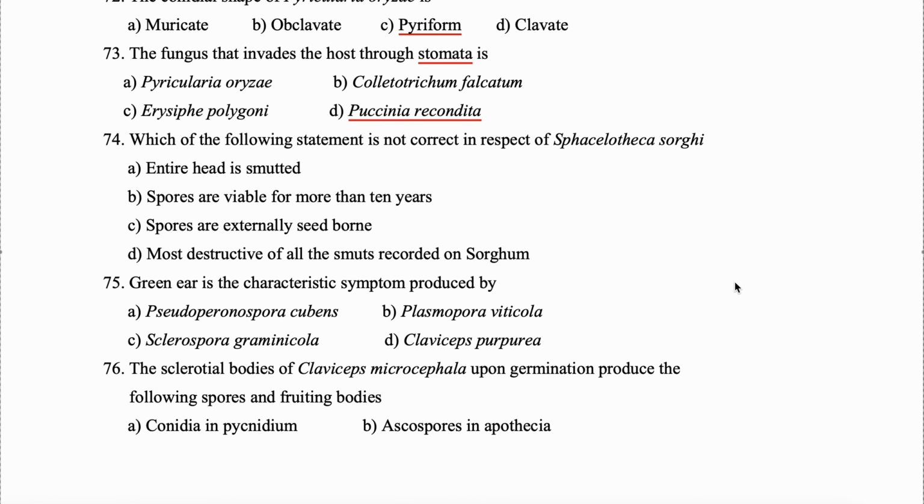Question 74. Which of the following statements is not correct in respect of Sphacelotheca sorghi, which is grain smut of sorghum? Options B, C and D are correct, whereas option A, that the entire head is smutted, is not right. Because Sphacelotheca sorghi is grain smut, and the entire head being smutted is the symptom of head smut of sorghum. So option A is wrong.